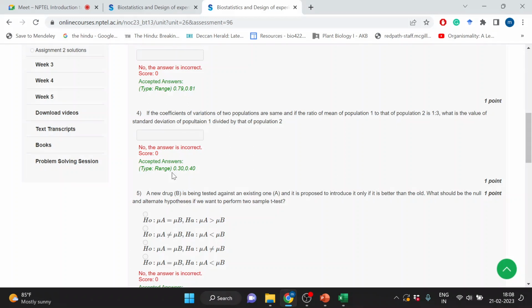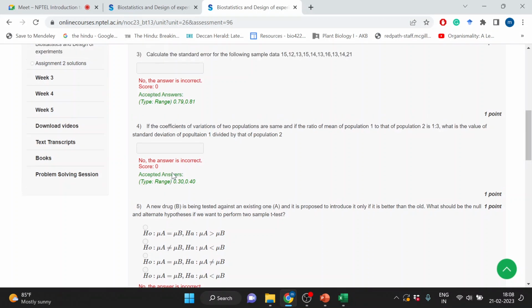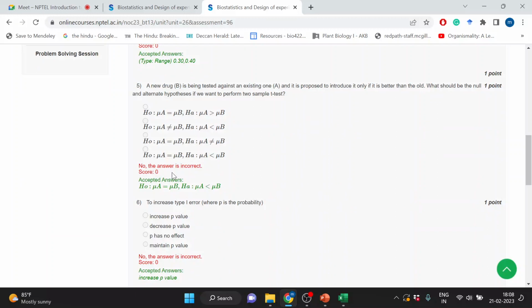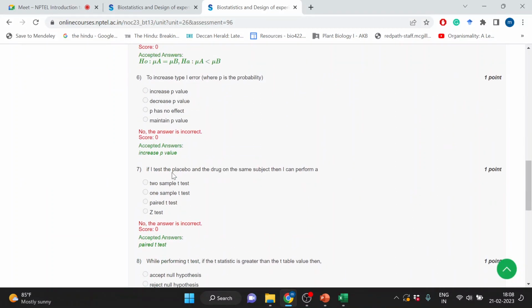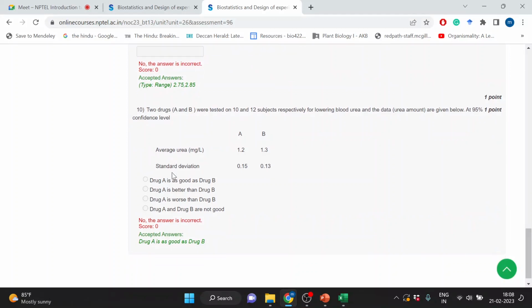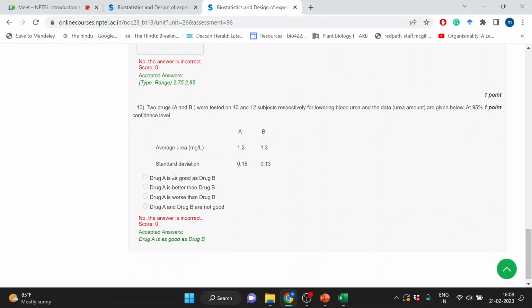Sorry, but the question in assignment two, you said there was some problem you had. Drug A and drug B. Yes, a lot of things have drug A and drug B. Is it that drug A is better than drug B or something like that? Which question was this? Okay, the last question. Two drugs A and B were tested on 10 and 12 subjects for lowering their blood urea.